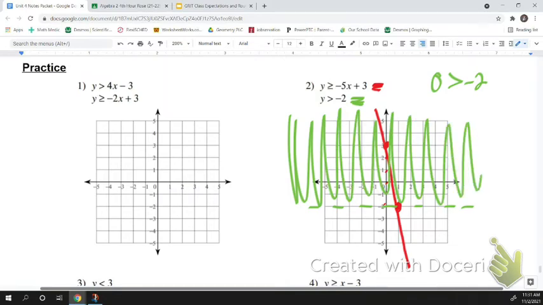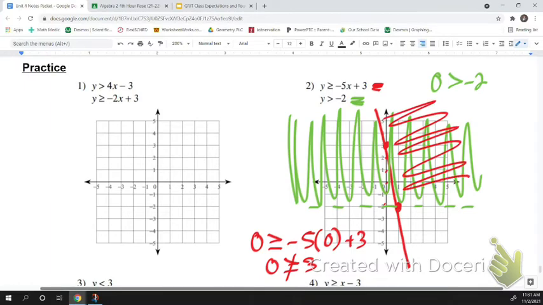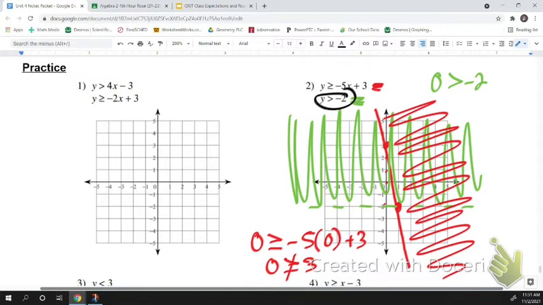For the other equation, I'll test the point. I can't see. Sorry, here we go, I'll move. Is 0 greater than or equal to +3? No. That's false. So I'm going to shade on this side. So sometimes you might get a horizontal line. This is a horizontal line. When would I get a vertical? X equals something. Yeah, x is equal to something, or x is greater than 1, or something like that.